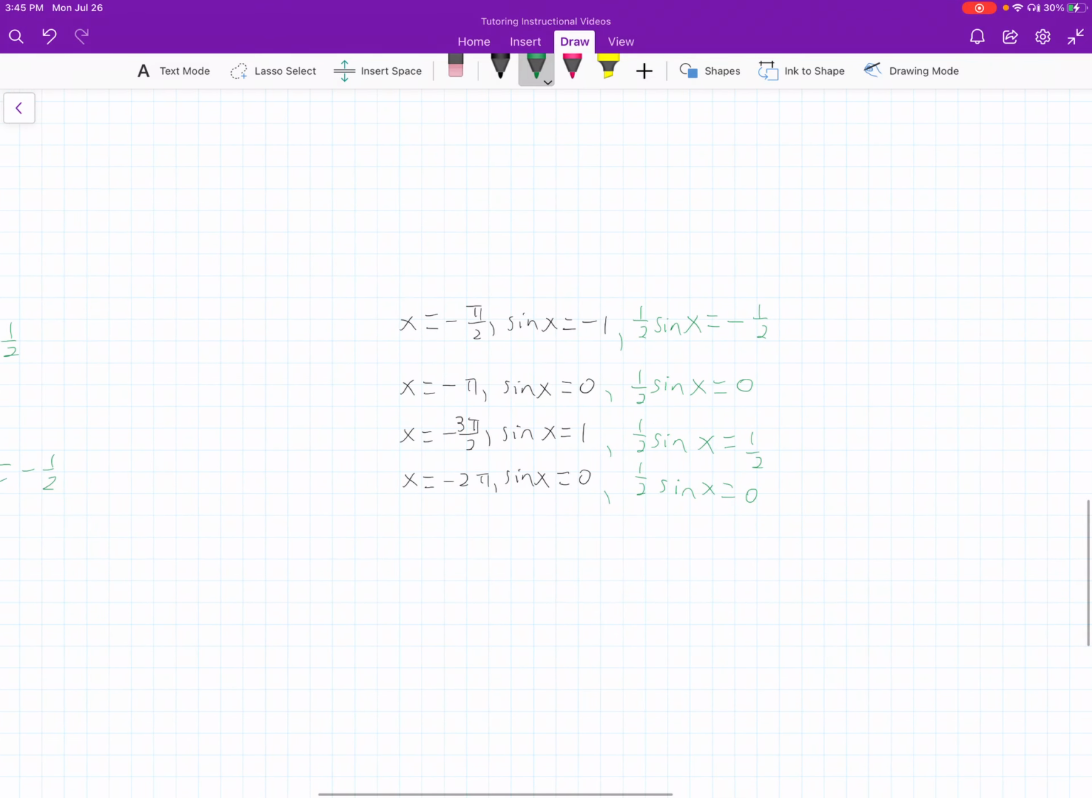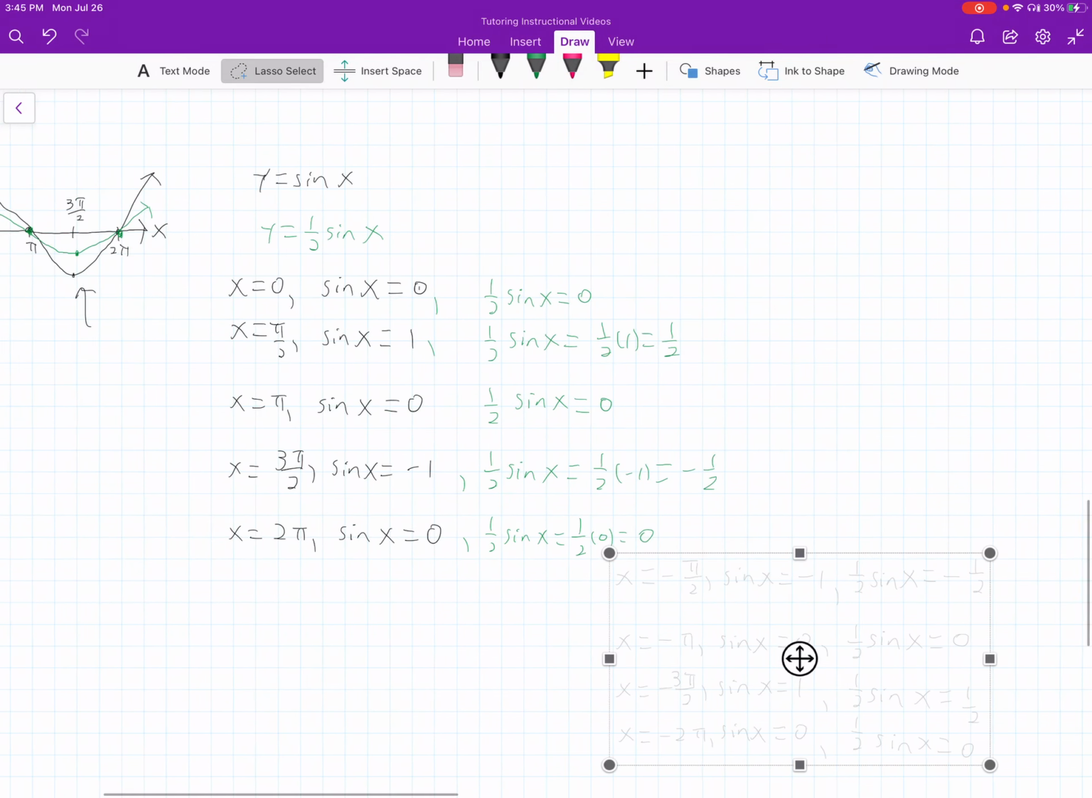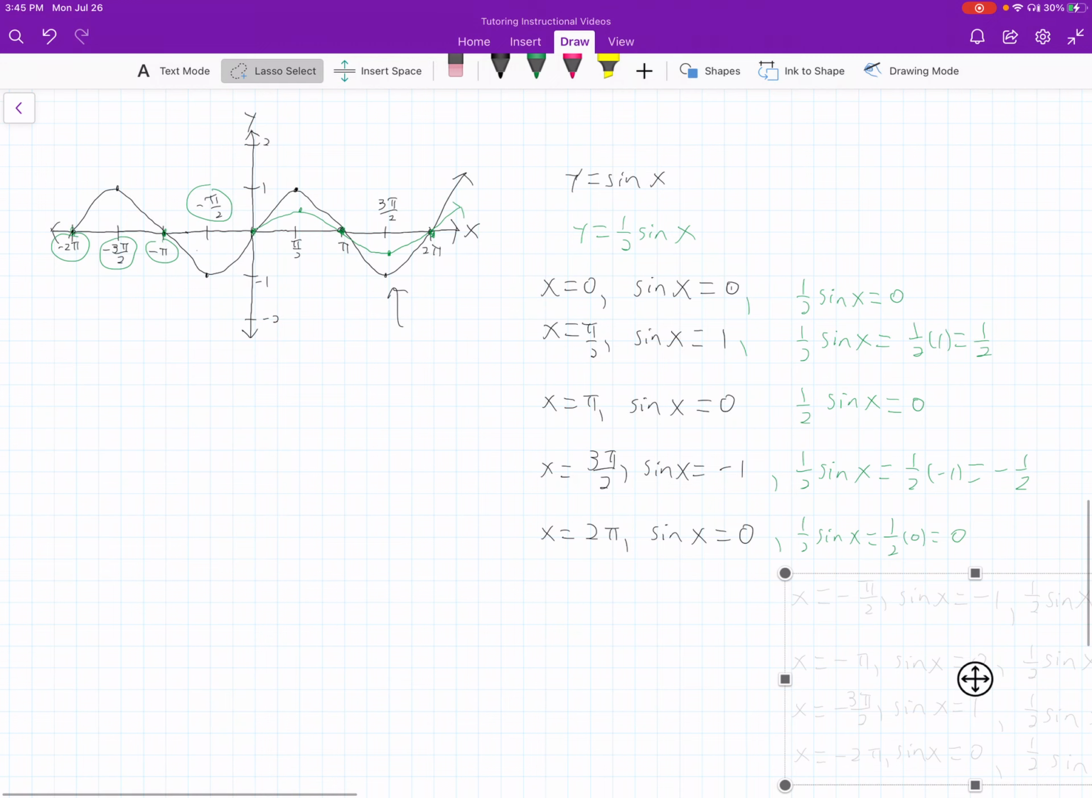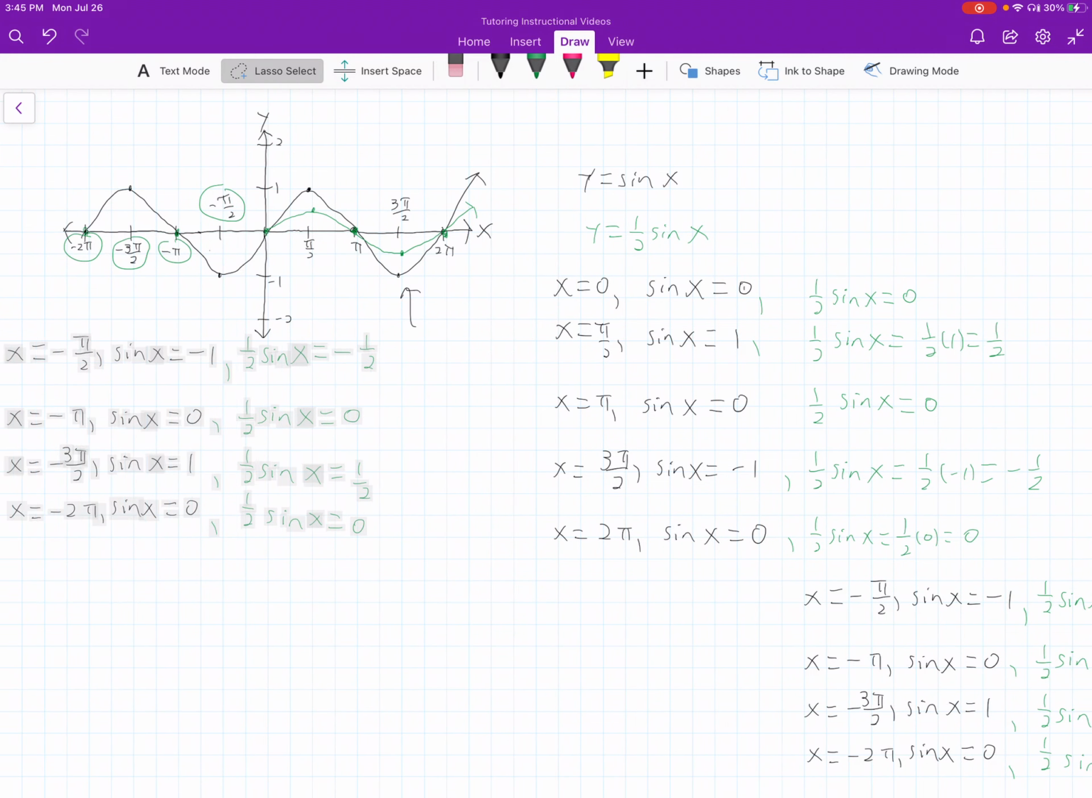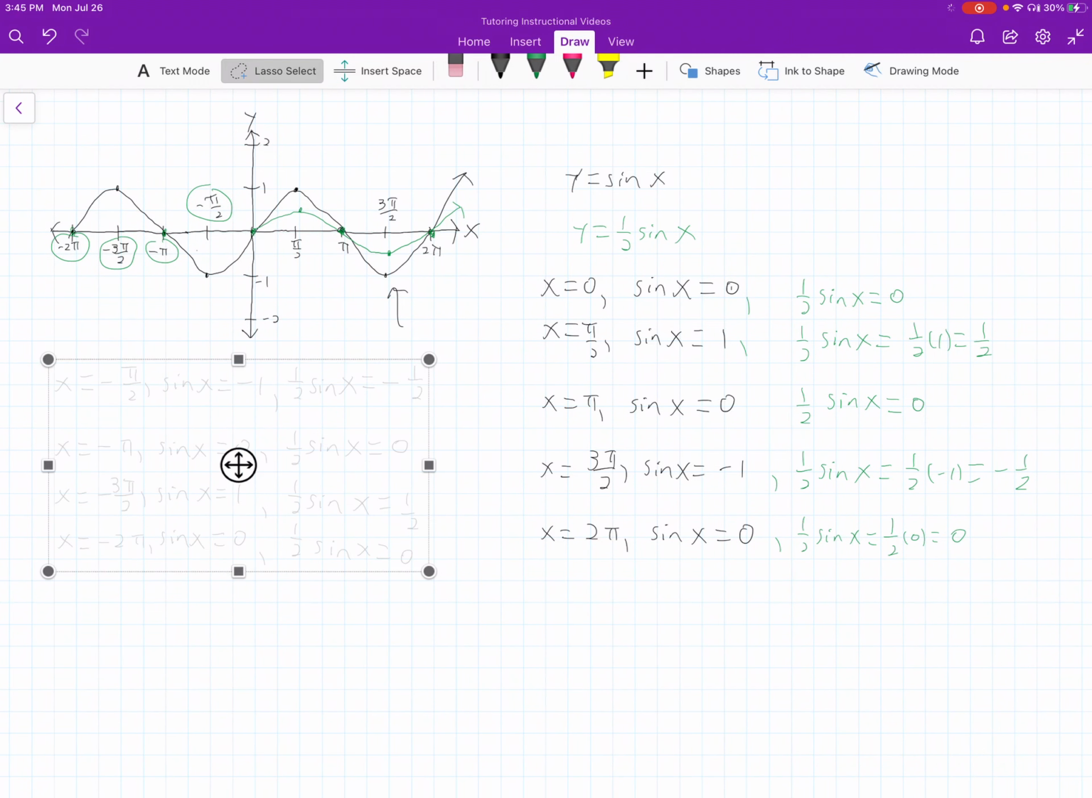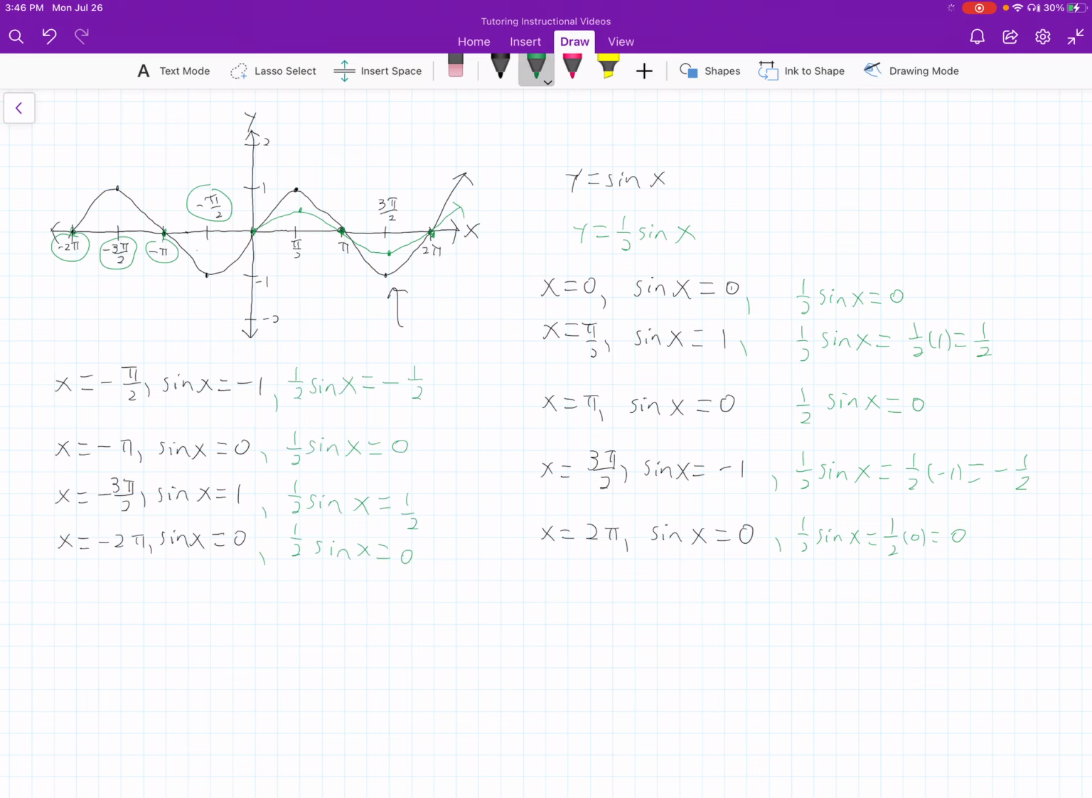Alright, welcome back. Hopefully you got this. Just going to pull it over here so we can look at it. There. Alright, so we see from where the 4 points are: at negative pi over 2, I have negative 1 half. 0 and 0. 1 half here and 0.